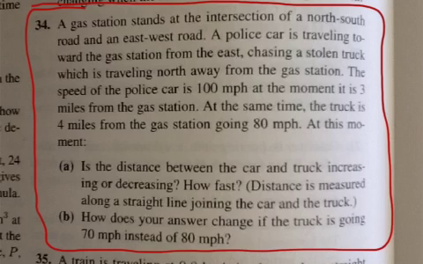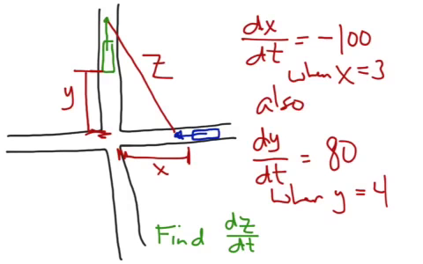Yeah, we're double checking that. Okay, so at this moment, we're trying to find dz/dt. This is when x is equal to 3 and y is equal to 4.